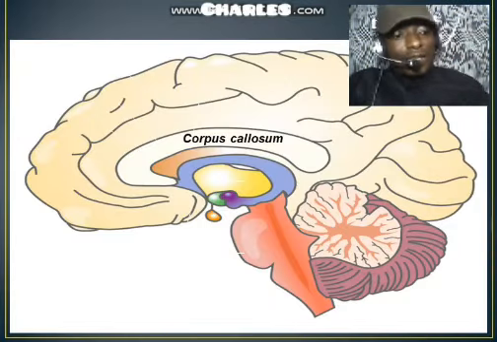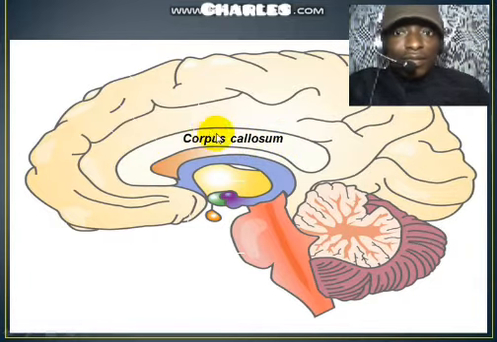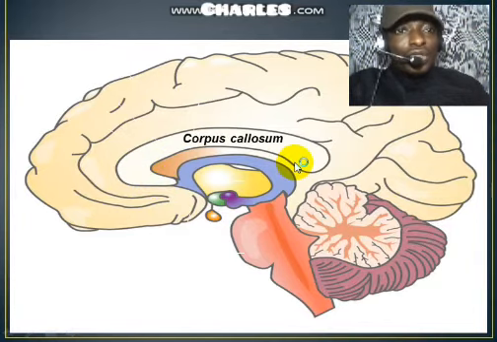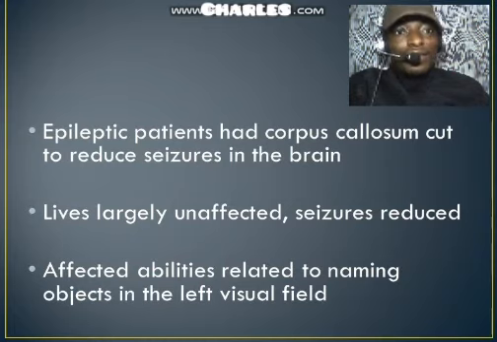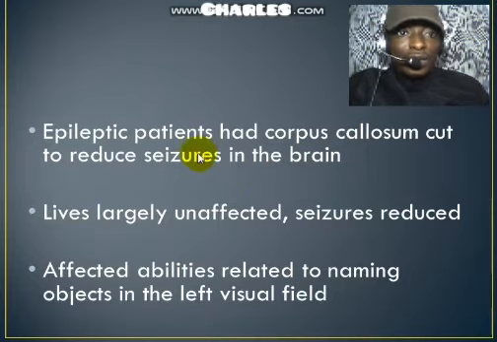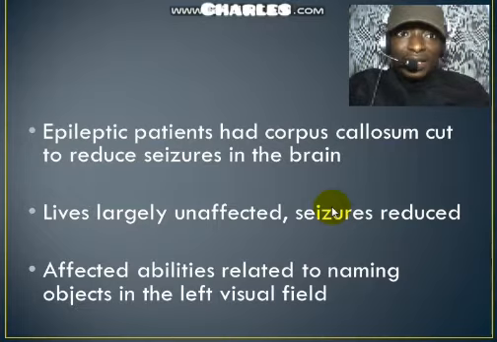Now, this structure here shows the transverse section of the cerebral hemisphere. You can see the corpus callosum. This part of the brain is the corpus callosum. So, its function is to link the two cerebral hemispheres, the left and the right. In epileptic patients, research has found that reducing the corpus callosum helps to reduce seizures. Now their lives are largely unaffected and seizures reduced to some extent, although their abilities to name objects are impaired.